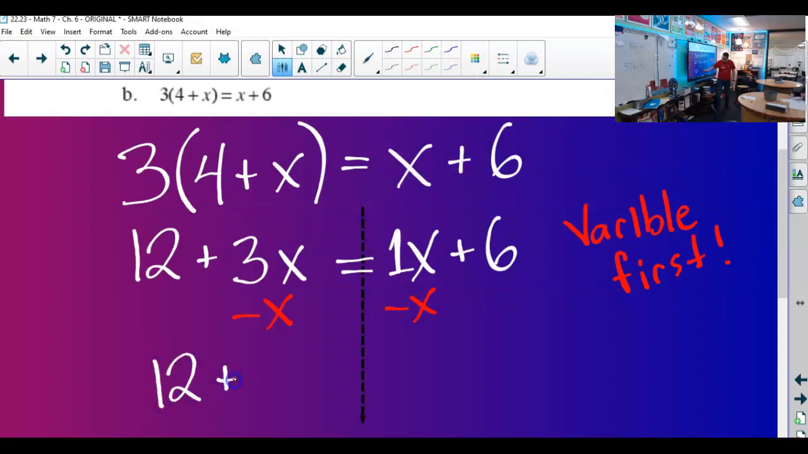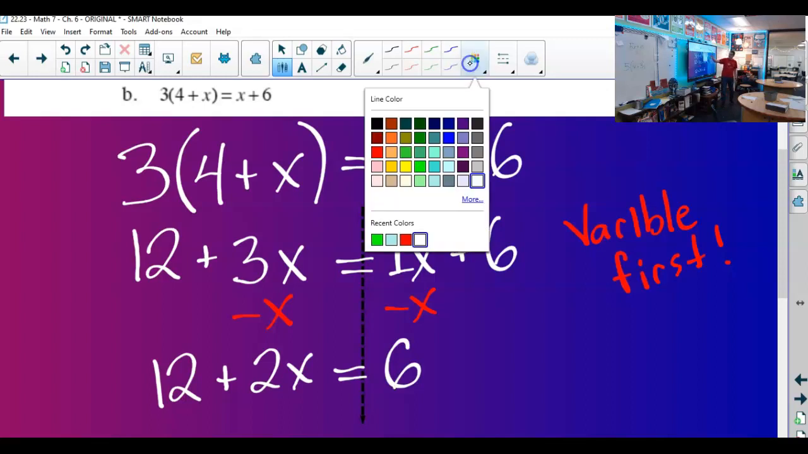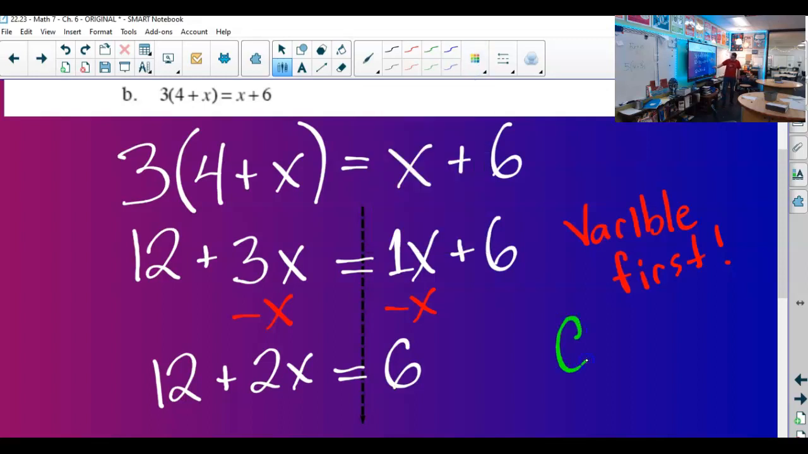So 12 plus 2x equals 6 now, right? Because I only have 6. The x's are gone. Since the left side is the variable side, we're leaving that 2x alone now. So we did variable first. Now we're going to deal with the constant, which remember is just the numbers that we know.